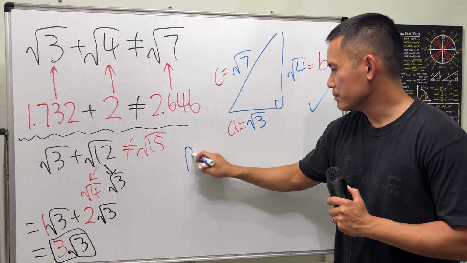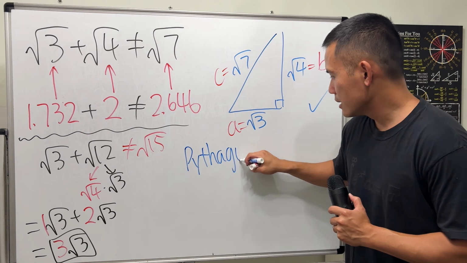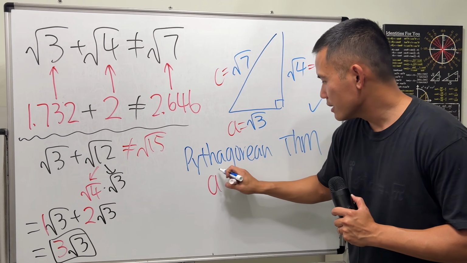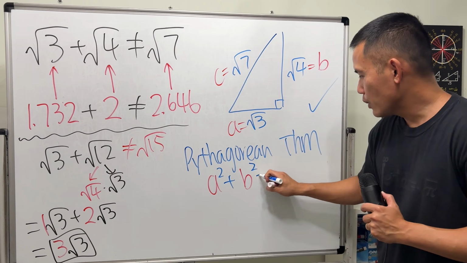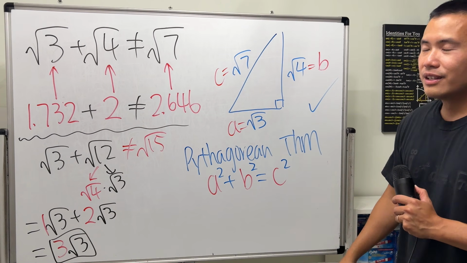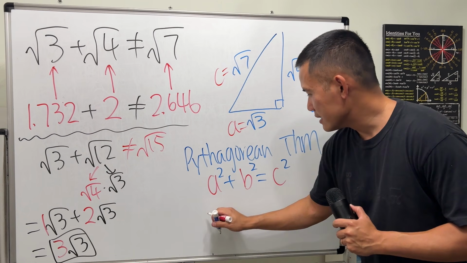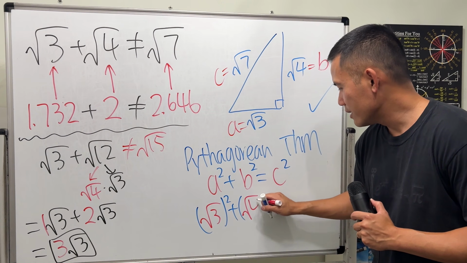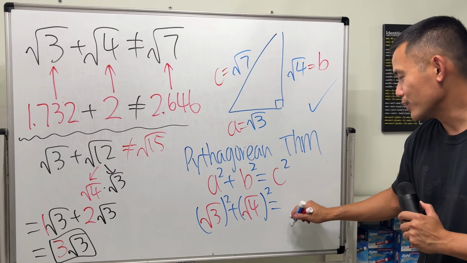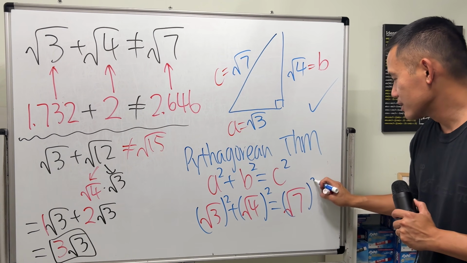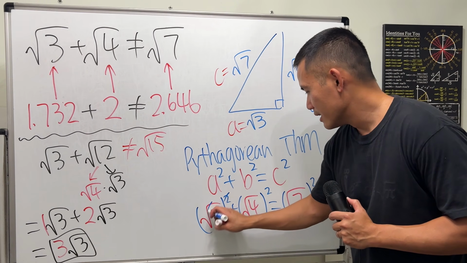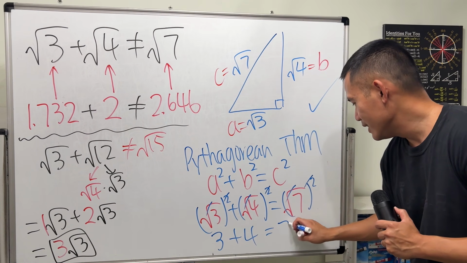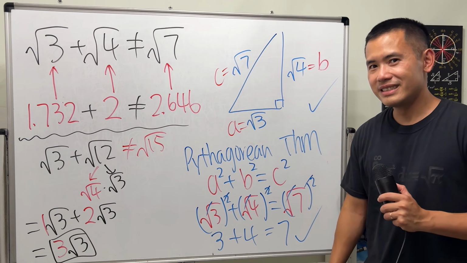The Pythagorean theorem says we have A squared plus B squared equals C squared. So if you plug them in, A is square root of 3, you square that, plus B is square root of 4, you square that, and we do end up with square root of 7 squared. Because the beauty is the square and square root cancel. So of course, 3 plus 4 is indeed equal to 7. Yeah, that's it.